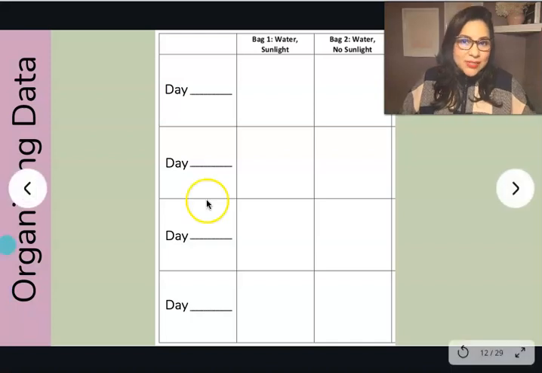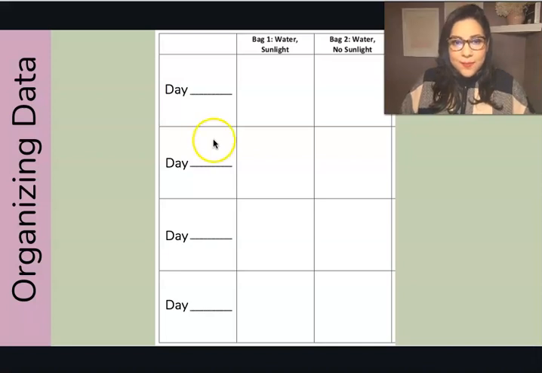So our data table has three columns. The first one is asking you to note the day. The second column is asking you to record the height of your lima bean during those days with baggie number one, which means the bag that was exposed to sunlight. And then for our third column, you're going to do the same thing, but this time you're going to record the height of your lima bean in bag two, which was not exposed to sunlight.